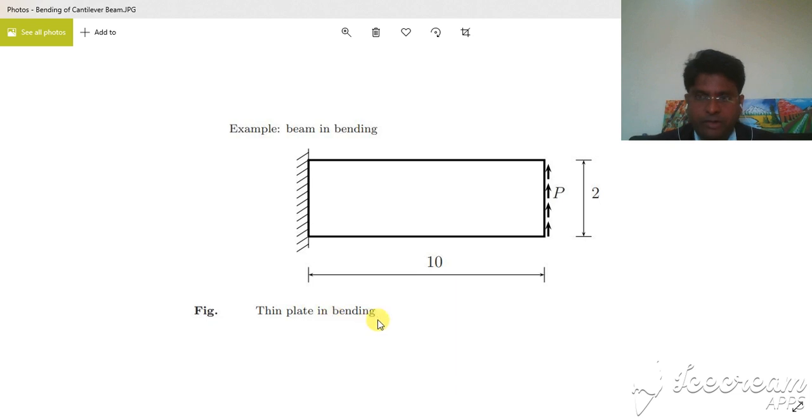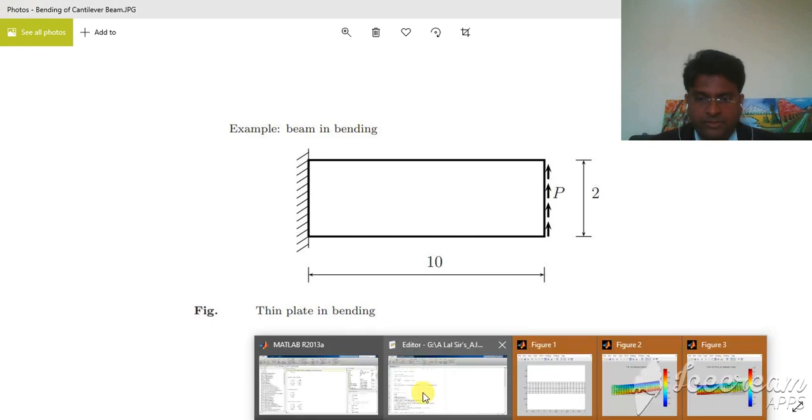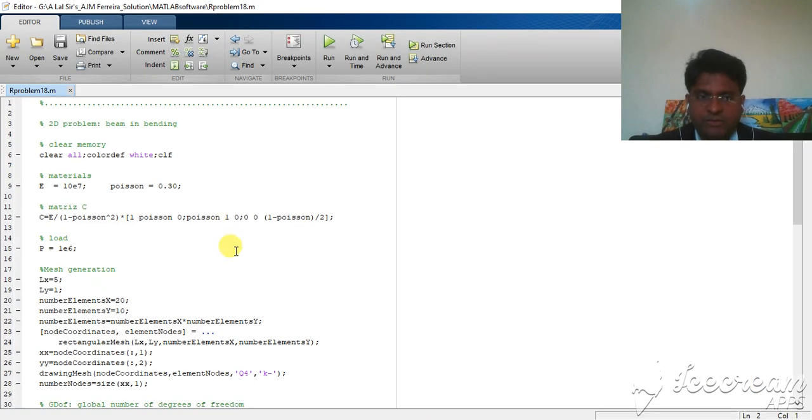For bending. Some discussions about this cantilever beam could be as follows. Initially, we need to calculate displacements, strains, and stresses. As I have advised you, focus on three different things.